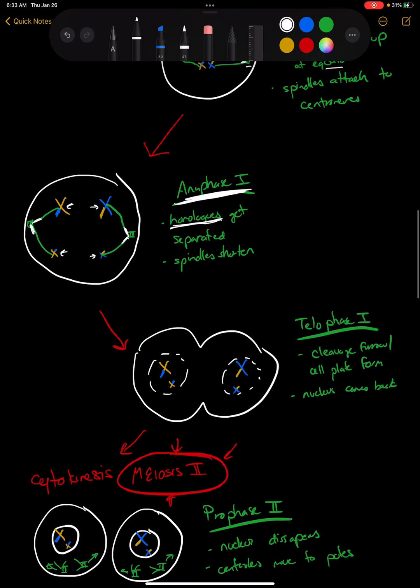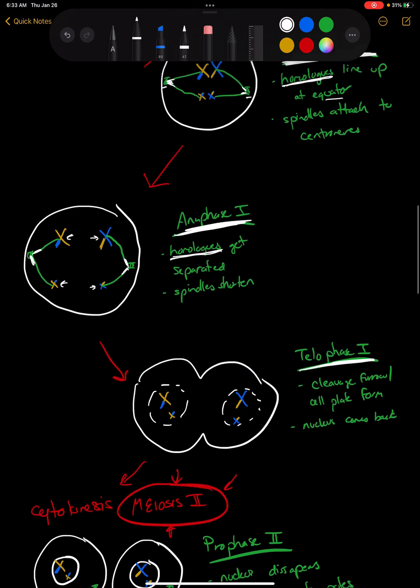Then I get to go to telophase 1. In telophase 1, it's exactly like telophase that we've always talked about, how our nucleus starts to come back. And I get a cleavage furrow if I'm an animal cell and a cell plate if I'm a plant cell. But that's all I did in meiosis 1.